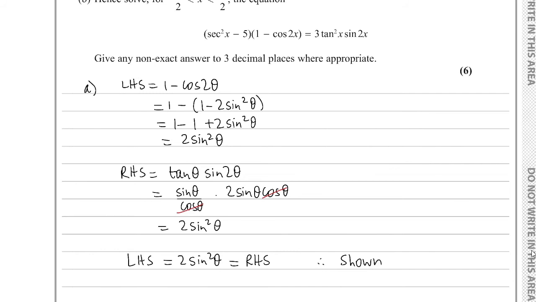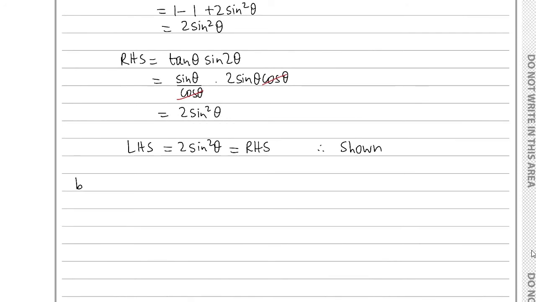So that will be the first part, and then hence solve, it says, the equation sec squared x minus 5 times (1 minus cos 2x) is 3 tan squared x sine 2x. Give non-exact answers to 3 decimal places where appropriate, so this is 6 marks. We expect some answers will turn out to be exact and some others will need to be given to 3 decimal places.